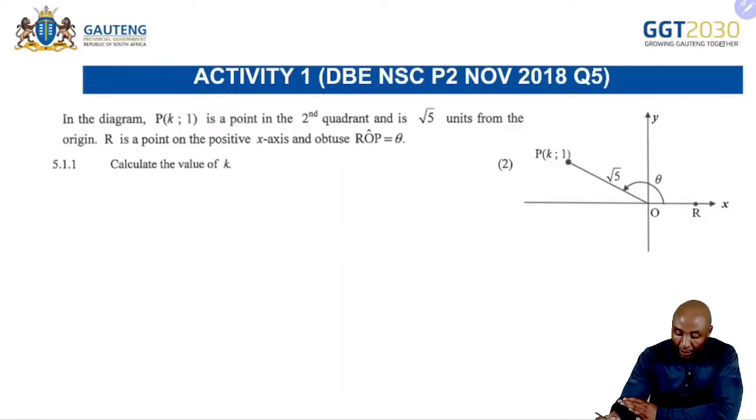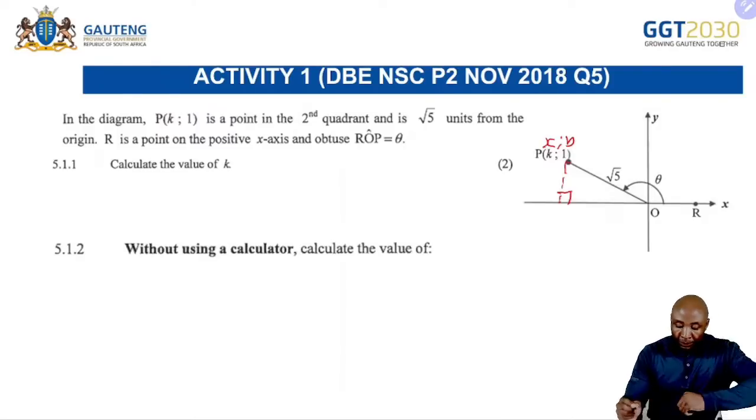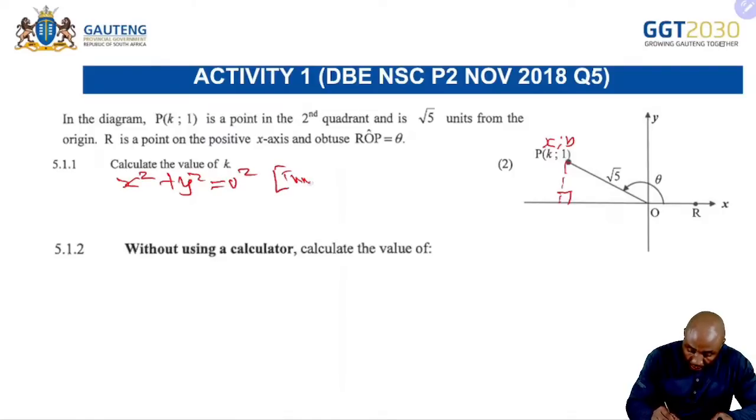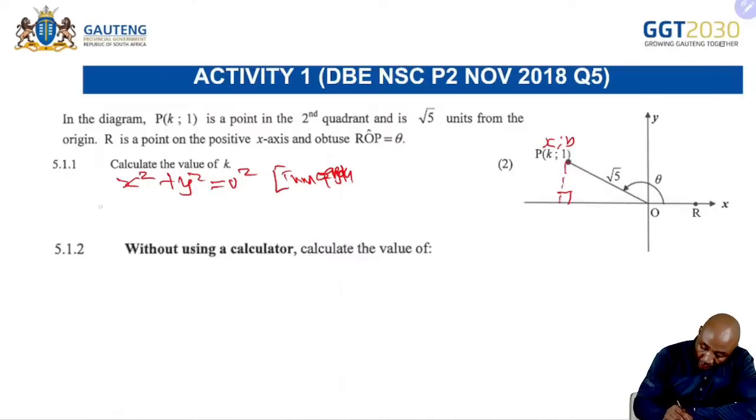First question: calculate the value of k. If you look at this, k is our x and our y is 1. You drop a perpendicular there to form a right-angled triangle. Then you use your theorem of Pythagoras. To find the value of k, we are going to substitute into the theorem of Pythagoras: x squared plus y squared is equal to r squared. Then from there we substitute. Our x is k.